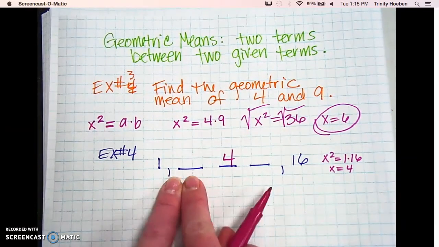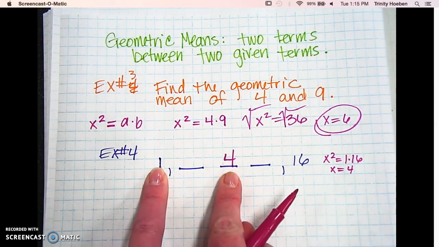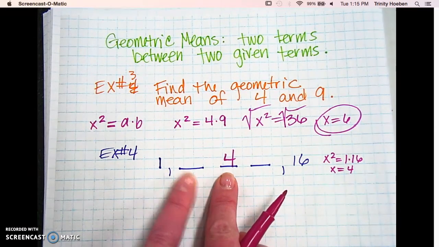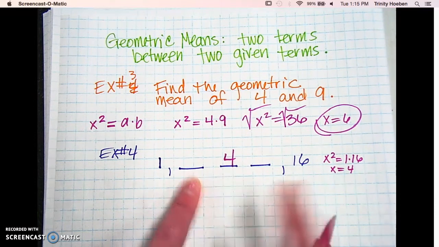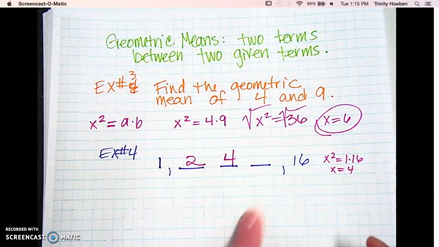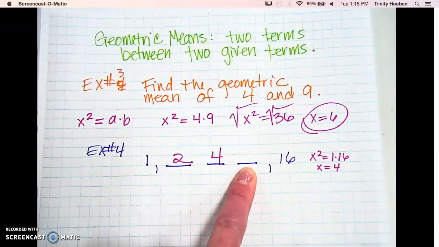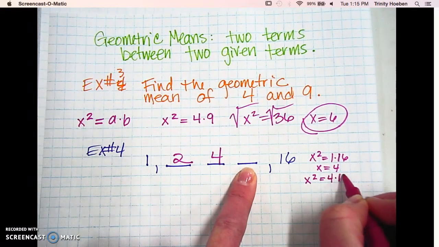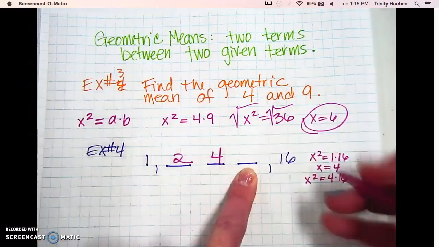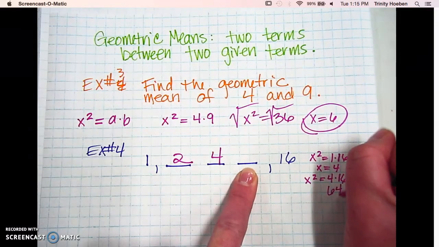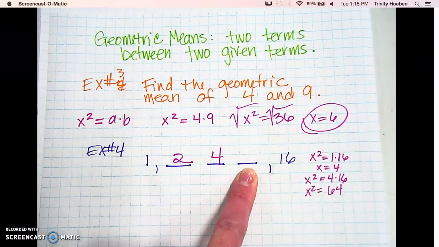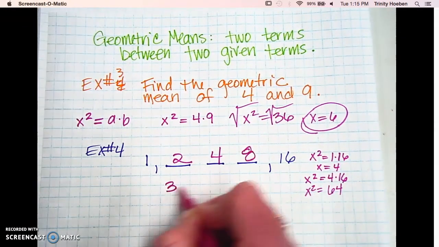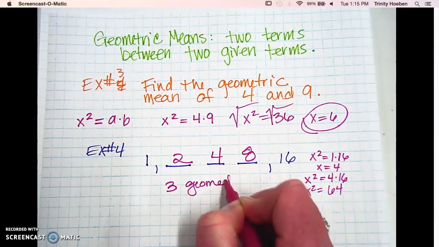So now let's get this number right here. This one's easy as well, right? 1 times 4 is 4. Take the square root of 4, you get 2. All right, now let's get this number right here. So for this one, we're going to multiply 4 times 16. Anybody know what that is? It's 64. And then you take the square root and you get 8. So this has 3 geometric means.